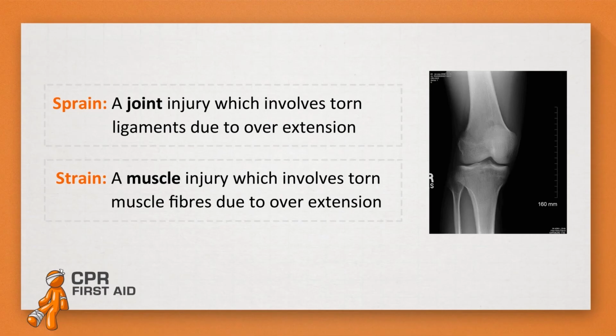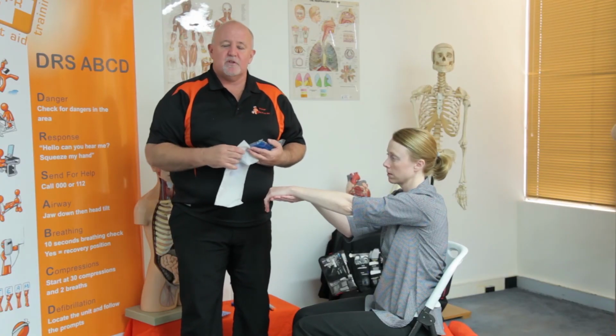Soft tissue injuries, sprains and strains. These are injuries to joints and muscles. A sprain is a joint injury. A strain is a muscle injury. We want to apply ice initially for 20 minutes.